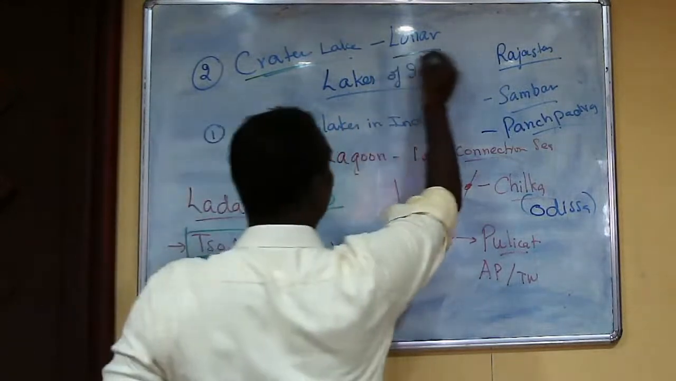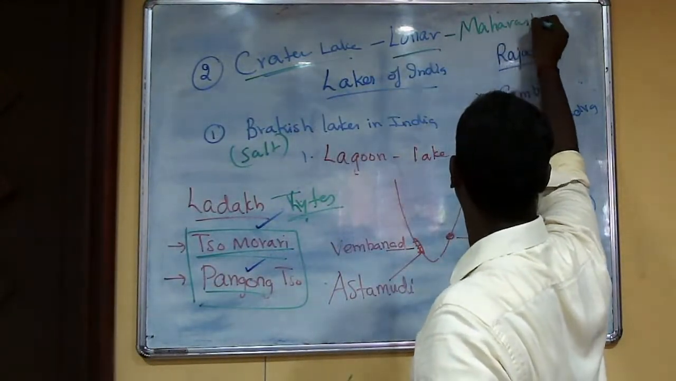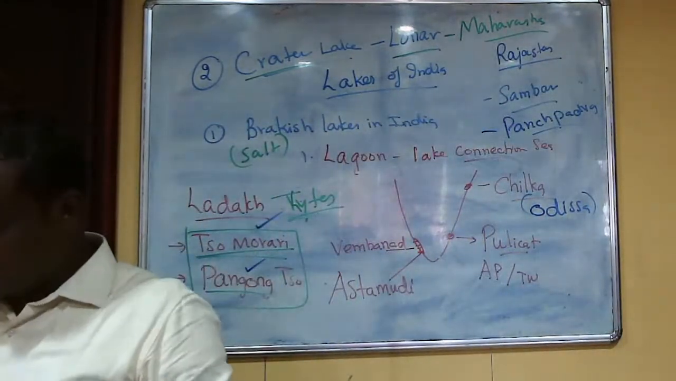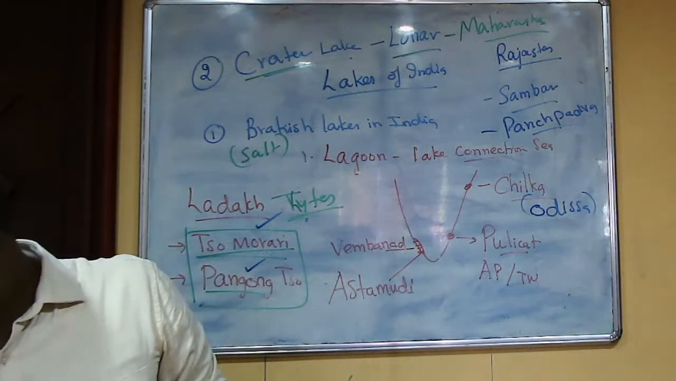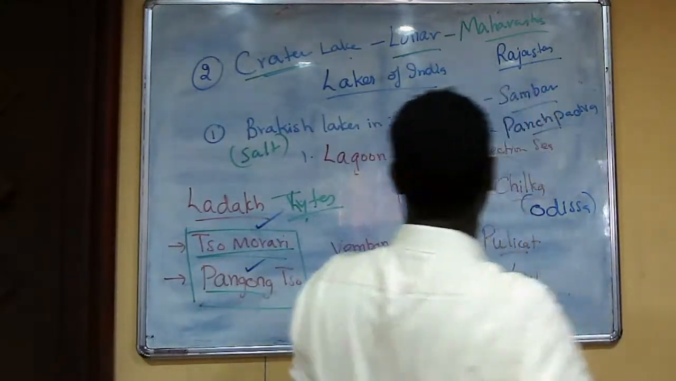Lonar Lake. Where is it located? Lonar Lake is located in Maharashtra.